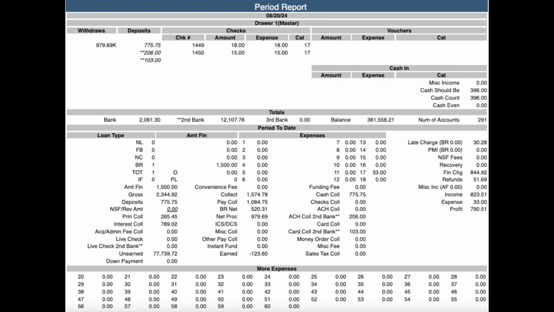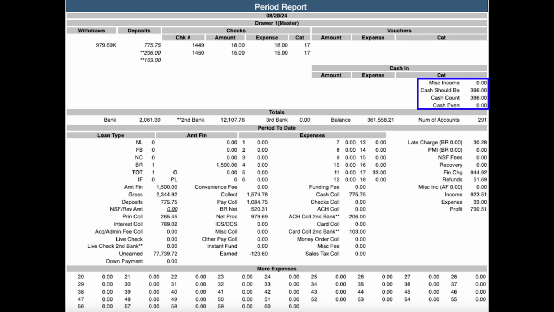Category: expense category. Cash in. Cash in consists of any cash coming into the office, primarily from the home office. This figure increases the cash should be for the day. This is typically ICS/DCS category number 19, but can be used for other categories depending on the use case. Amount: amount of cash in. Expenses: expense amount of cash in. Category: cash in category.